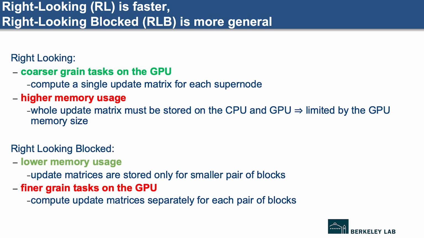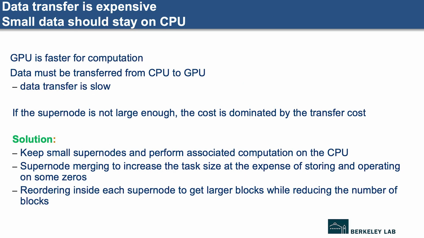And we know that the GPU is faster for computation. However, data must be transferred from CPU memory to GPU memory, and the data transfer is slow. So if the span node is not large enough, the cost is dominated by the transfer cost.